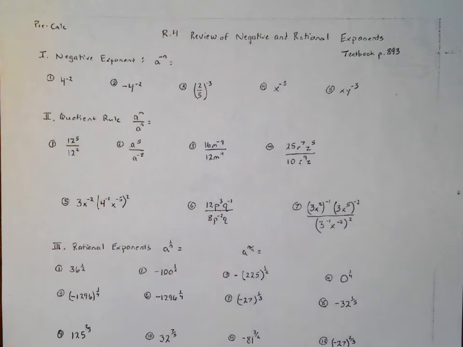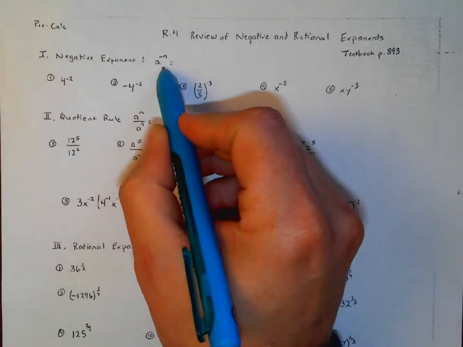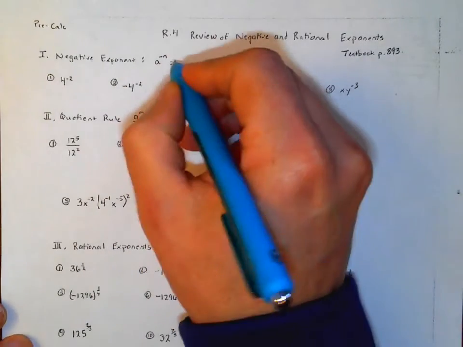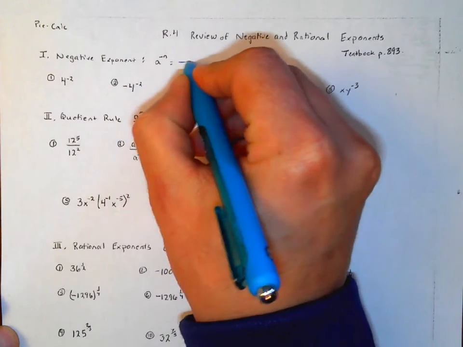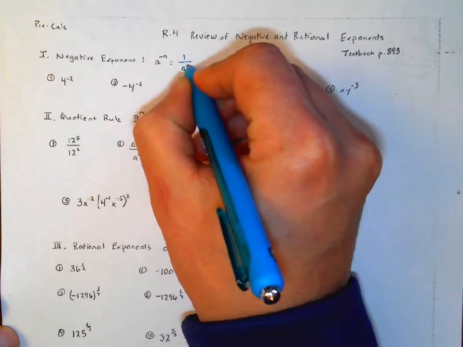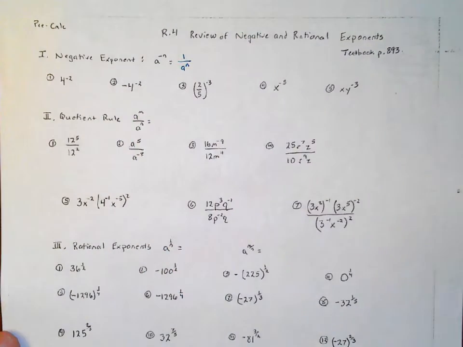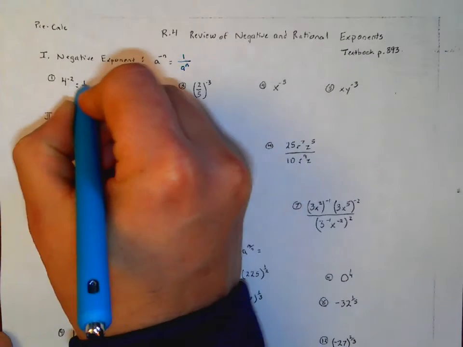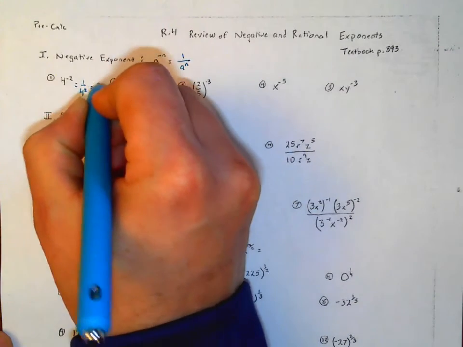is R4, which is page 893 in your textbook, if you want to follow along there. But basically, we're going to start with negative exponents. We've talked about this all year, already this year. So if it's a negative exponent, that's the same as 1 over a to the positive n. So this would be the same as 1 over 4 squared, which is 1 over 16.